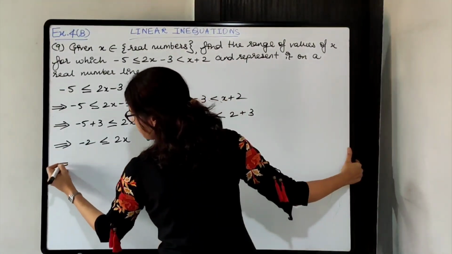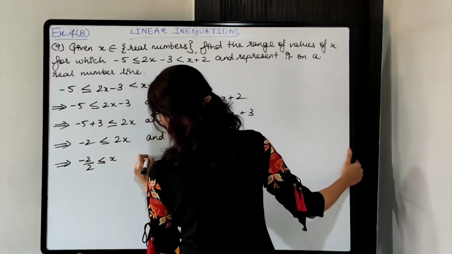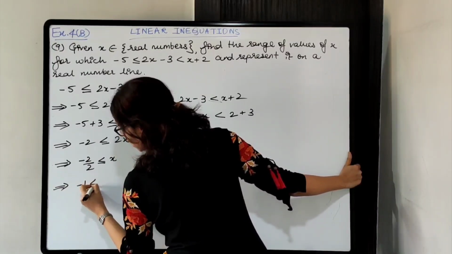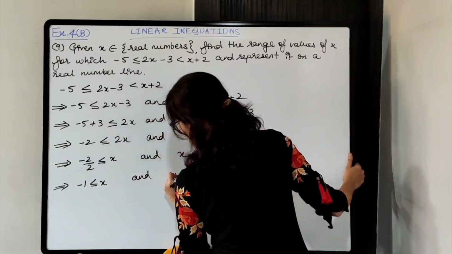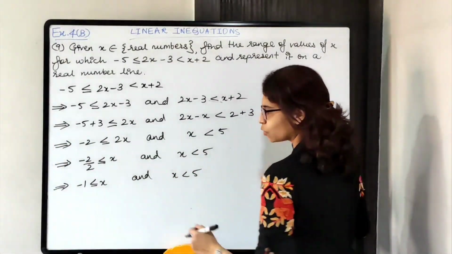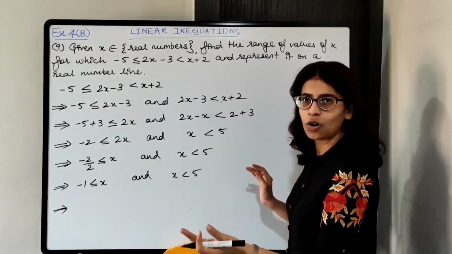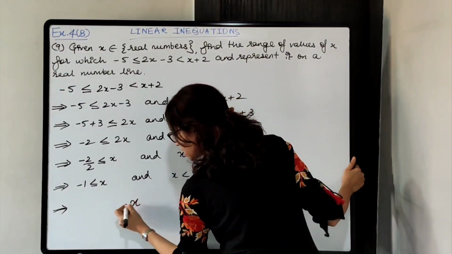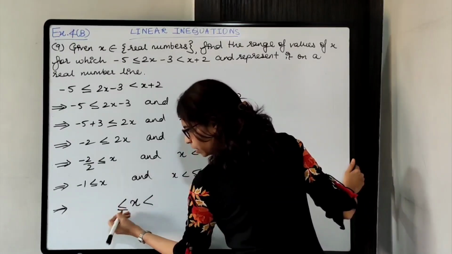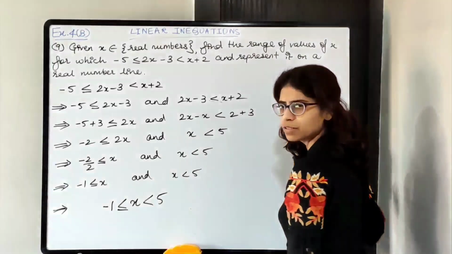So -2/2 is less than or equal to x, and x is less than 5. So -1 is less than or equal to x, and x is less than 5. We'll club this together. Okay, we'll again combine this. So range of x मिल जाएगा greater than what and less than what. So x greater than what and less than what. It is greater than or equal to -1, so equal to भी है -1 and less than 5, so only less than 5. Very easy.